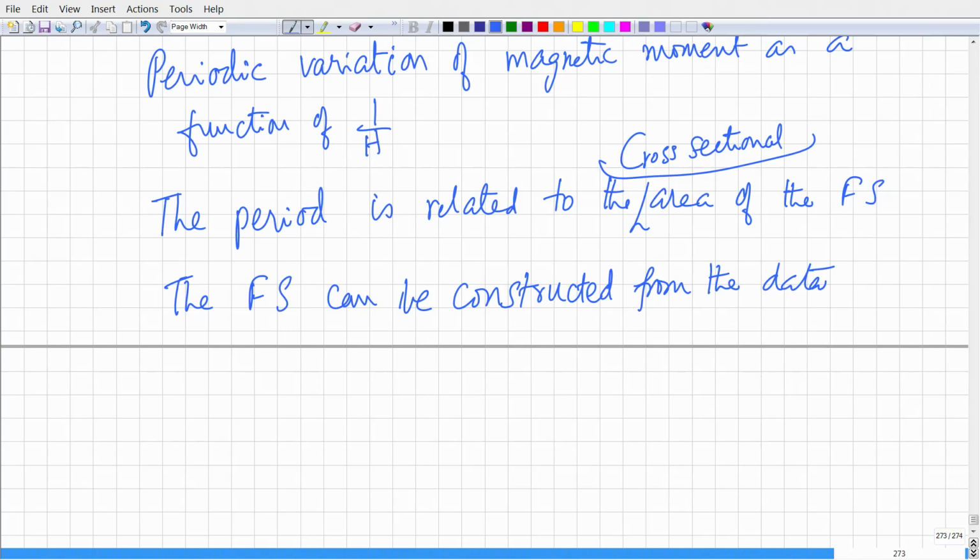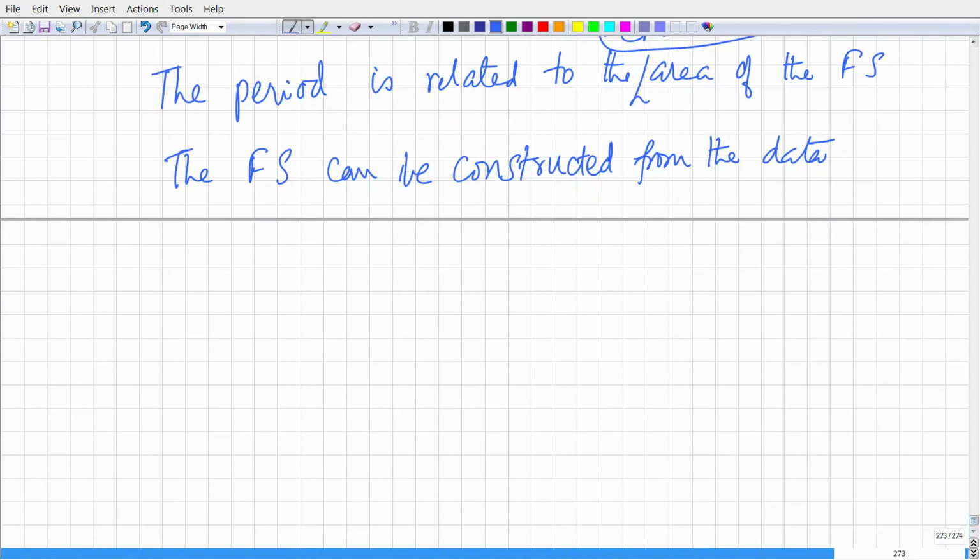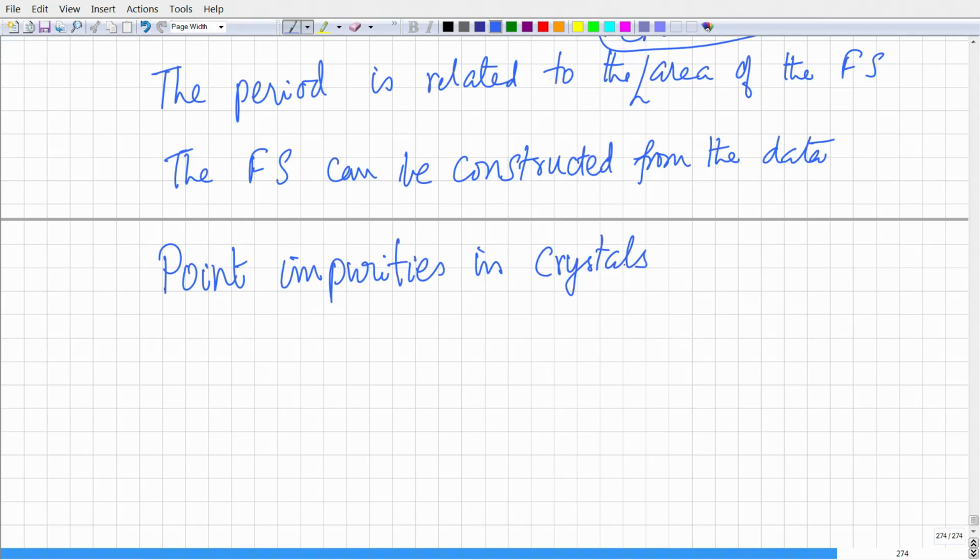Now, so far I have been basically studying systems which had full periodicity, that is, systems where there were no defects or impurities. Now I am going to address a different issue: impurities in crystals. So let me think of point impurities. I want to know what kind of energy levels the system will have because of these point impurities in crystals. For this, let me look at the Hamiltonian.